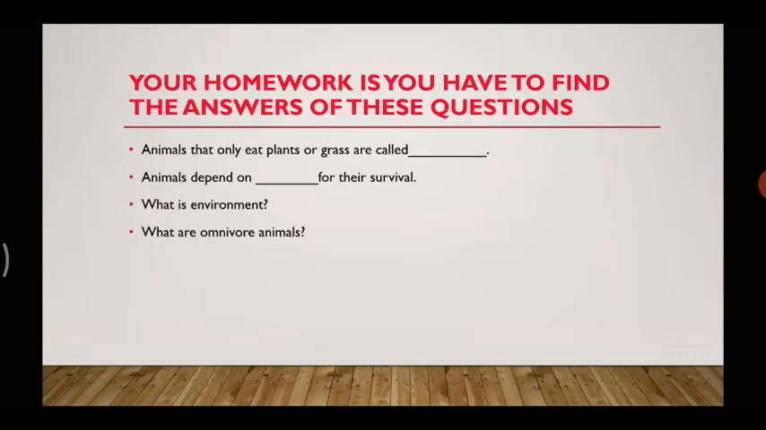That is your homework: you have to find the answers of these questions. Animals that only eat plants or grass are called dash. Animals depend on dash for their survival. What is environment? And the fourth one is, what are omnivorous animals?